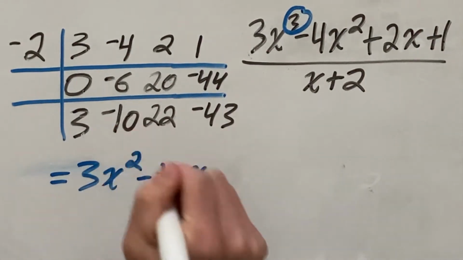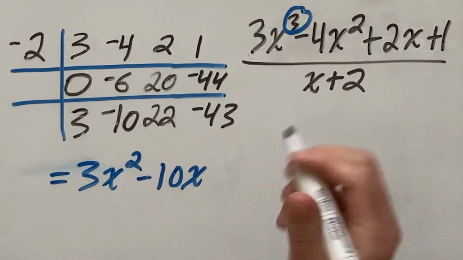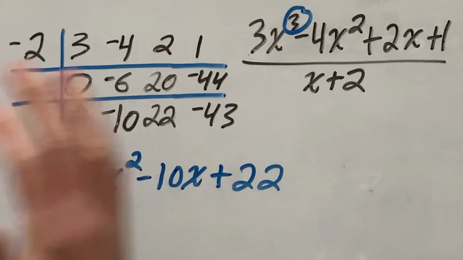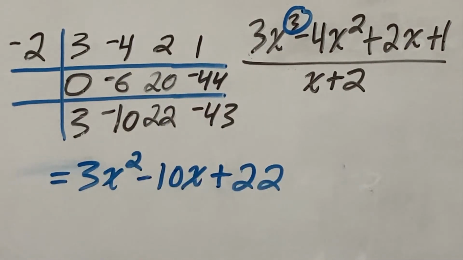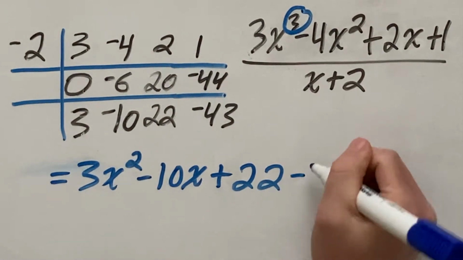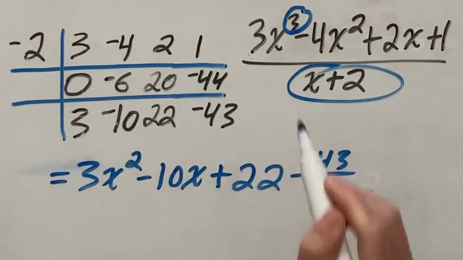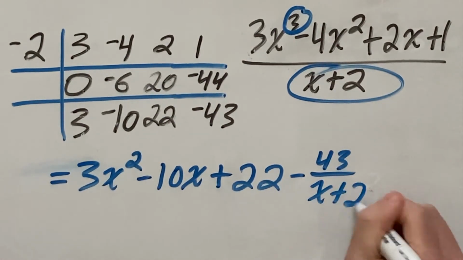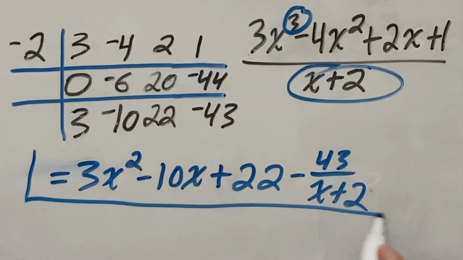-10x. So since the previous exponent is 2, this one is just going to be 1, but we don't write the 1, so it's just going to be x. And then we have plus 22. This one has no x at all, because we've gone down again. And now this final one is what we call our remainder. So we write the remainder a little different than the rest. We write -43, and we put it over what we divided our original problem by, so x plus 2. So you always put the remainder over what you're dividing your problem by. And that is our answer.